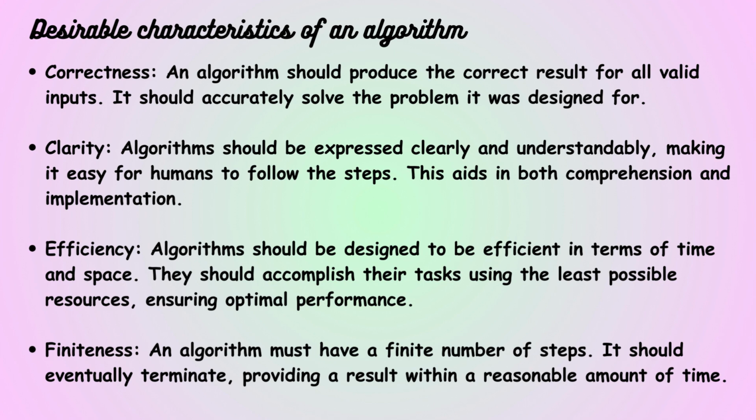Desirable characteristics of an algorithm. Correctness. An algorithm should produce the correct result for all valid inputs. It should accurately solve the problem it was designed for. Clarity. Algorithms should be expressed clearly and understandably, making it easy for humans to follow the steps. This aids in both comprehension and implementation.